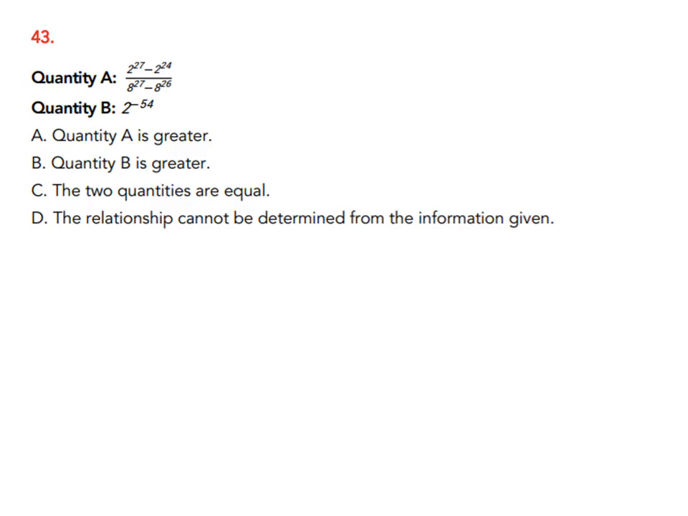Here's a fraction in quantity A and an exponent in quantity B. We can solve quantity A. Let us start. So 2 to the power 24 is in the numerator. Take it common. After taking it common, we get 2 cube minus 1. So 2 cube equal to 8, minus 1 is 7. So 2 to the power 24 multiplied by 7.